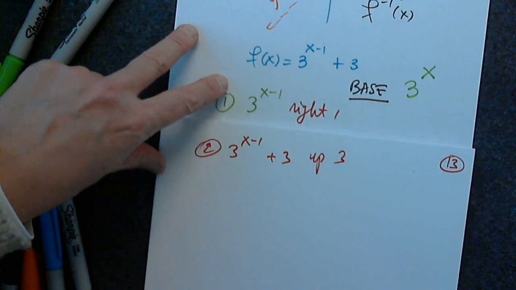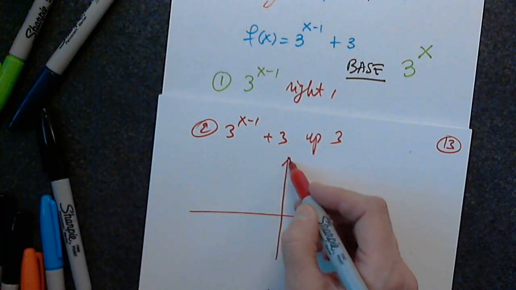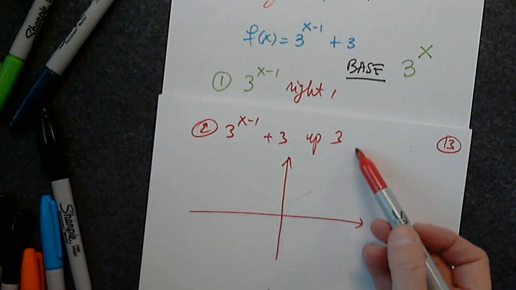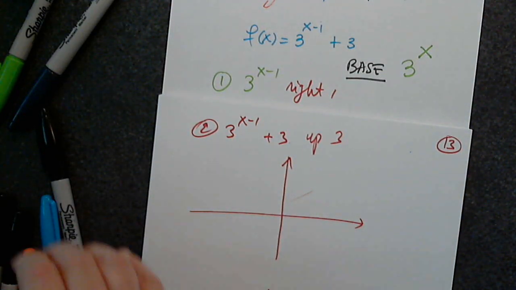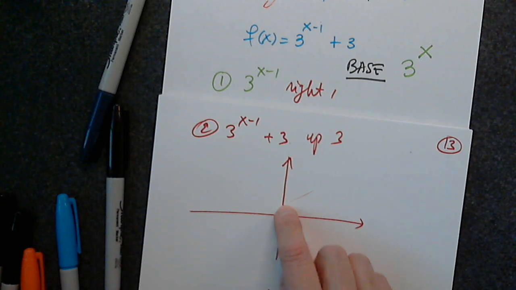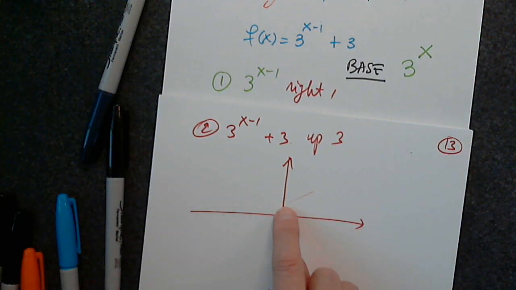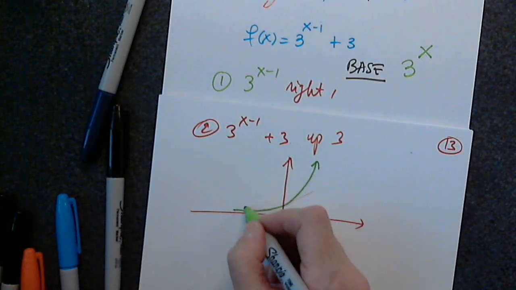Excellent. Good. So when I graph 3 to the x, do I graph it like this, increasing on all its domain, or decreasing on all its domain? These are the only two possibilities. Is it increasing? Do I graph it like this, crossing at 0, 1? Or do I graph it like this, crossing at 0, 1? Very good, because the base is greater than 1. Awesome.